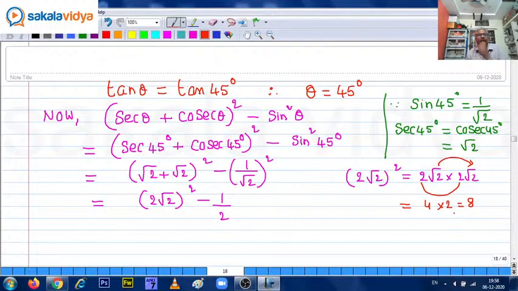My dear children, you remember the simplification. So 8 minus 1 upon 2. Yes, 2 is the LCM. 16 minus 1. Absolutely correct you are. 15 upon 2 is the right answer.